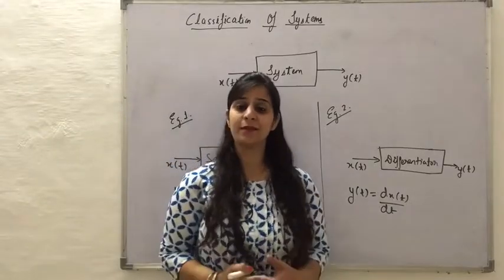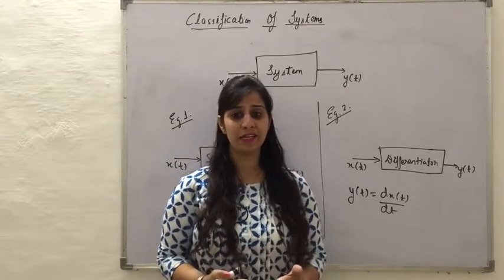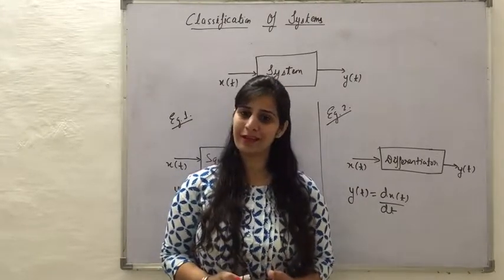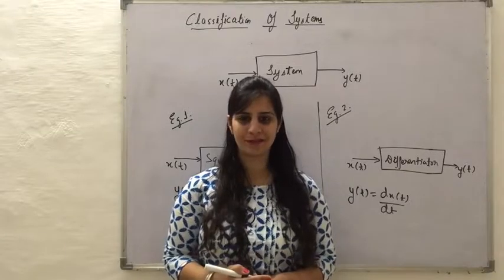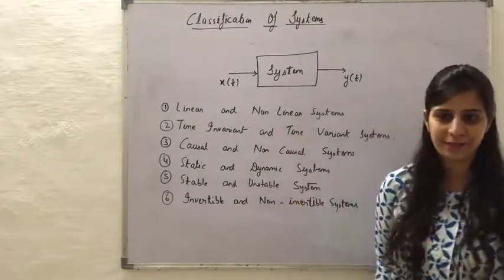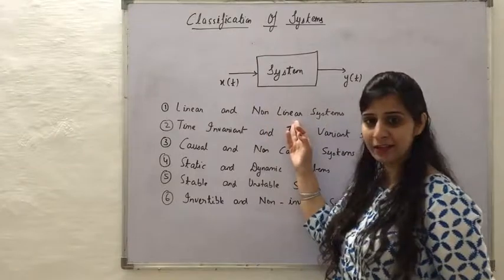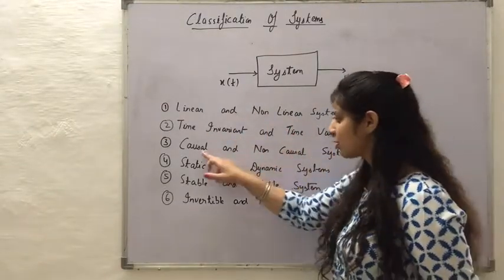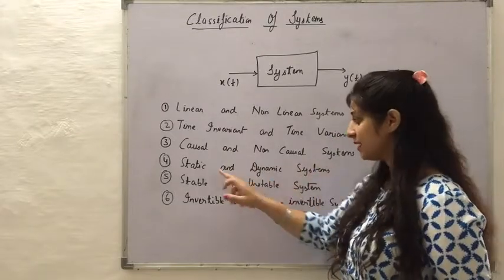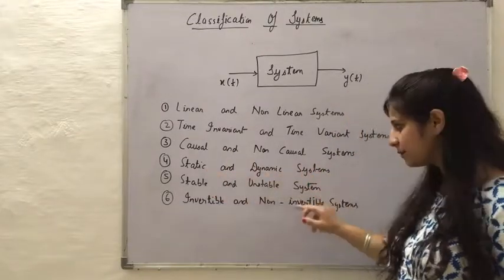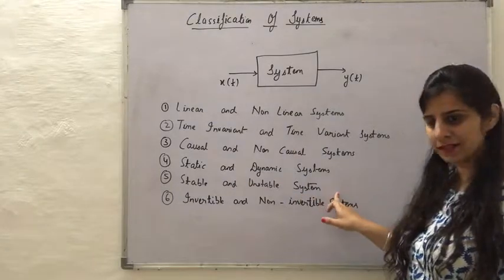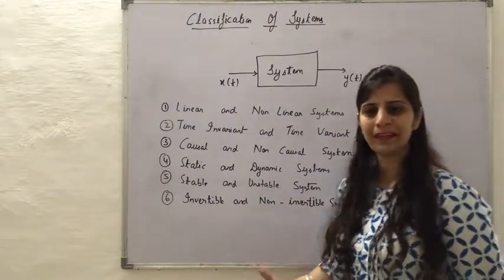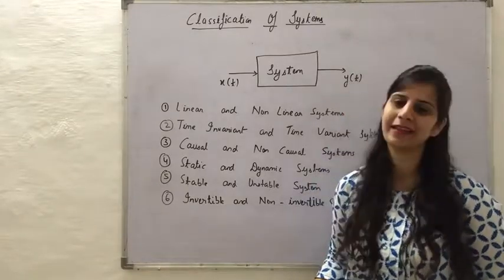Now all these systems are classified into different types depending upon the characteristics that they display. So now let's look at the various classifications of these systems. This is how the systems are generally classified as: linear and non-linear systems, time invariant and time variant systems, causal and non-causal systems, static and dynamic systems, stable and unstable systems, invertible and non-invertible systems. I'll be taking each one of them in detail in the coming videos.